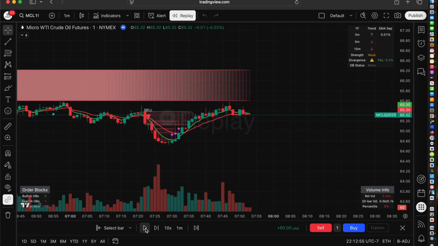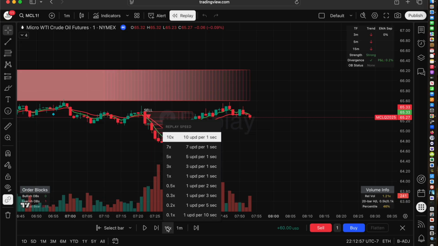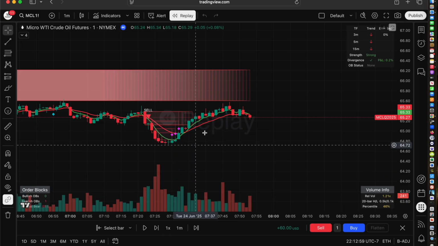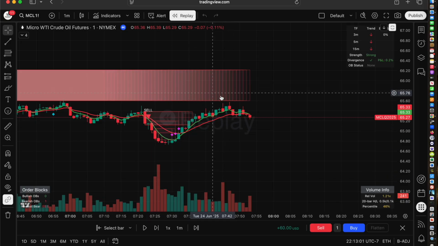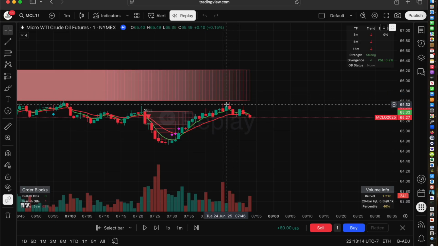Nope, that's too fast. See how our bearish order block is actually working as a resistance area. See how the price is rejecting that area.